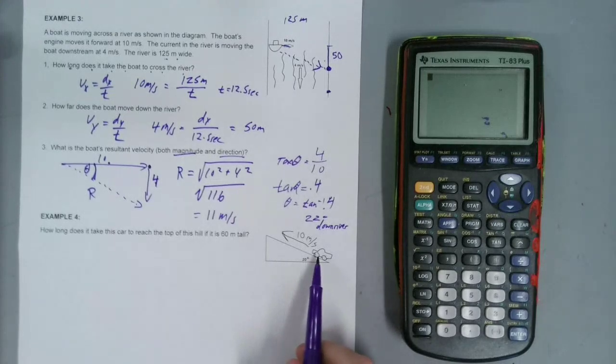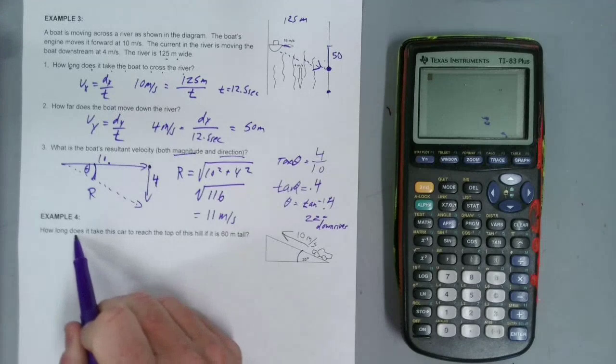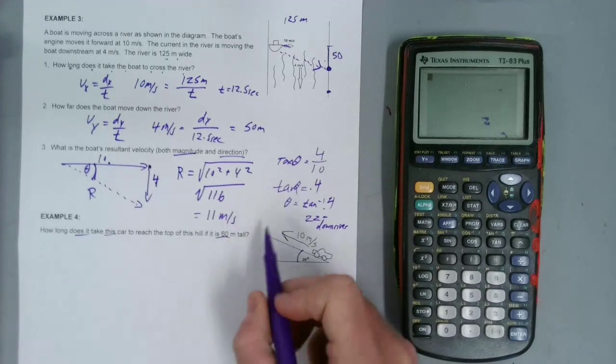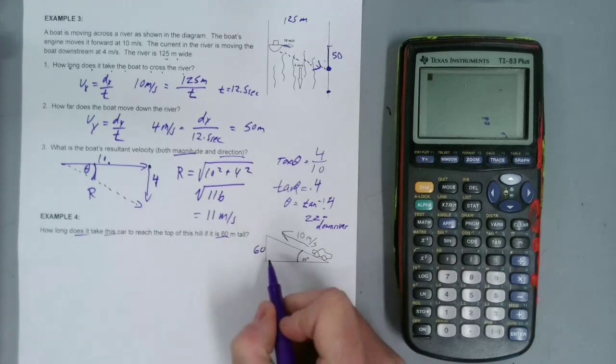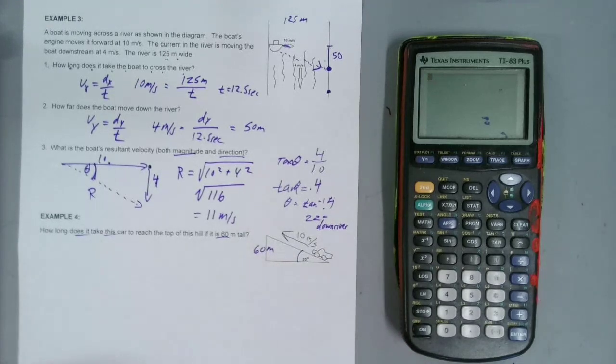So for our final example here, we've got a car going up a hill, and we know the car is traveling 10 meters per second, and it's on a hill that has an angle of 20 degrees up from horizontal. We want to know how long does it take the car to reach the top of the hill if the hill is 60 meters tall.